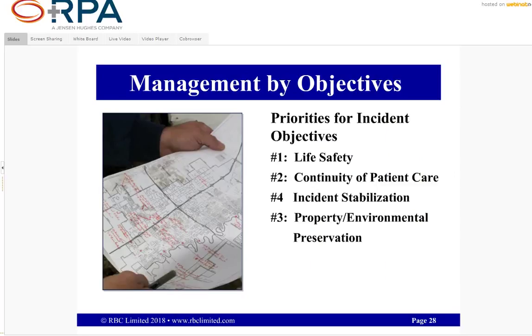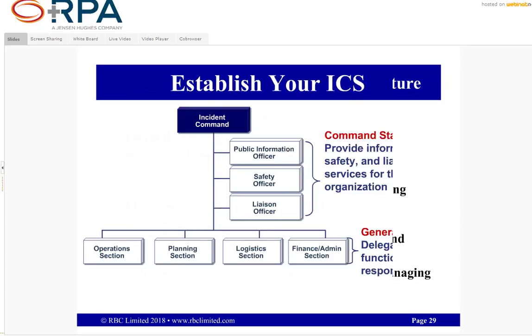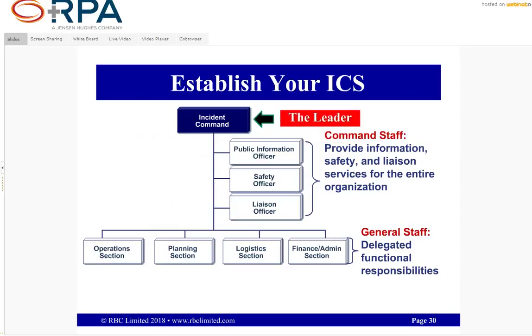So the priorities for the ICS, of course, are continuity of patient care and safety of staff and patients and everyone involved, community members, incident stabilization, and of course, property preservation. So those are goals that we clearly want. So you will want to name your incident command structure. So it should be easily available to you who does what and what's the succession plan or alternative if those individuals are not available, because they'll be coordinating your response plan and managing your communication plan to ensure consistency as well as consistent messaging and frequency of those messages.